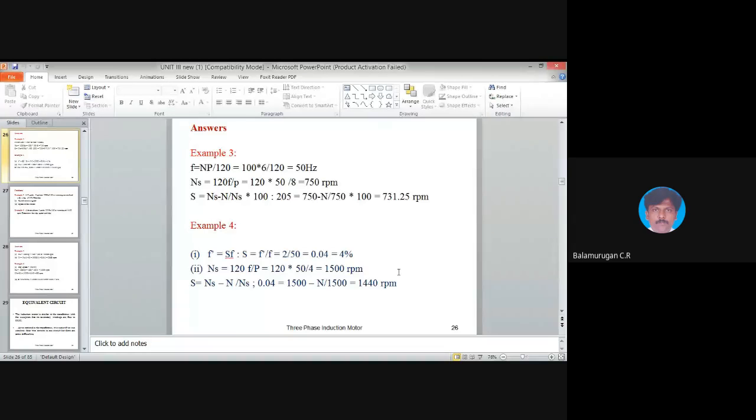So what is the stator frequency? It is 50 hertz or 60 hertz. Will the stator frequency be equal to the rotor frequency, or will the stator frequency be more than the rotor frequency?